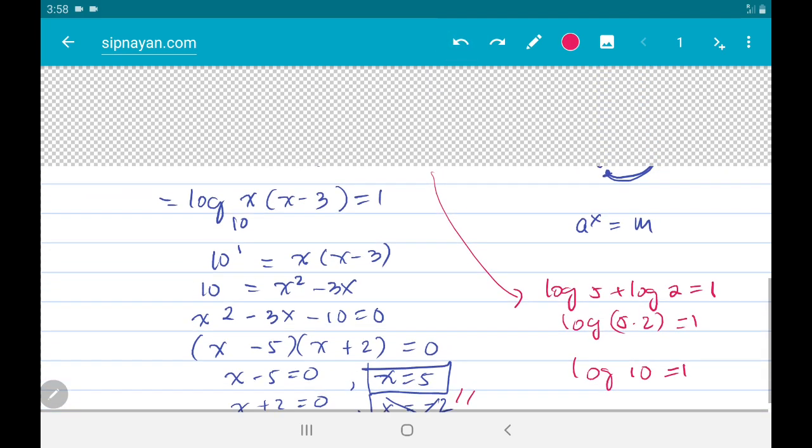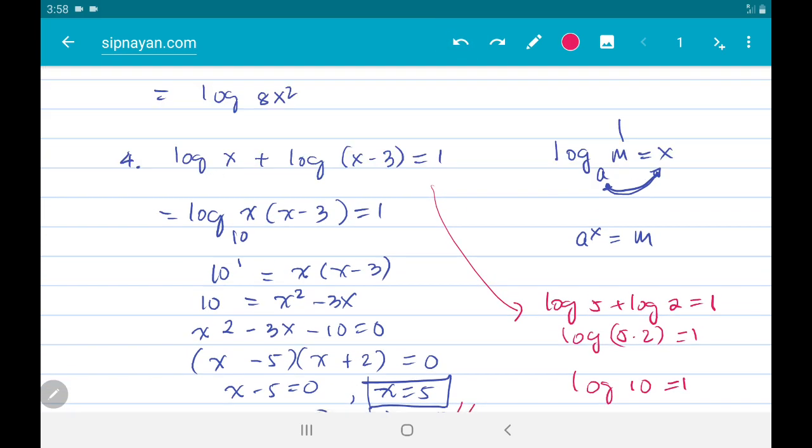Yung x equals negative 2, pag x equals negative 2 ka dito, walang logarithm ang negative. Ang ating pwede lang dyan ay positive. Later siguro pag-uusapan natin bakit ganun.